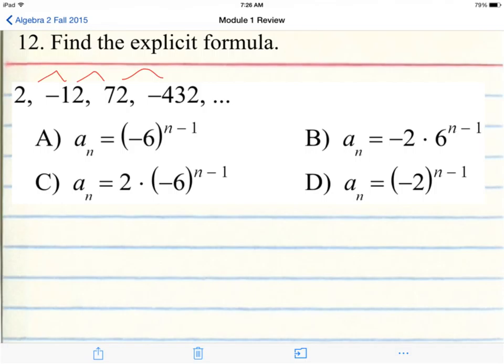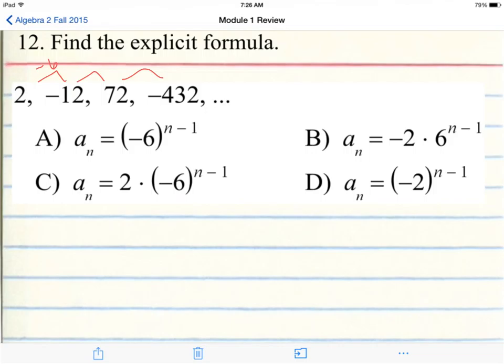So it doesn't look like they could be adding or subtracting the same amount every time, but they're probably multiplying by a negative number, and that's why those signs are alternating. Now, if I can figure out what the pattern is, I might start with these smaller numbers and ask myself, well, what would I have to multiply 2 by in order to get negative 12? And so that would be negative 6.